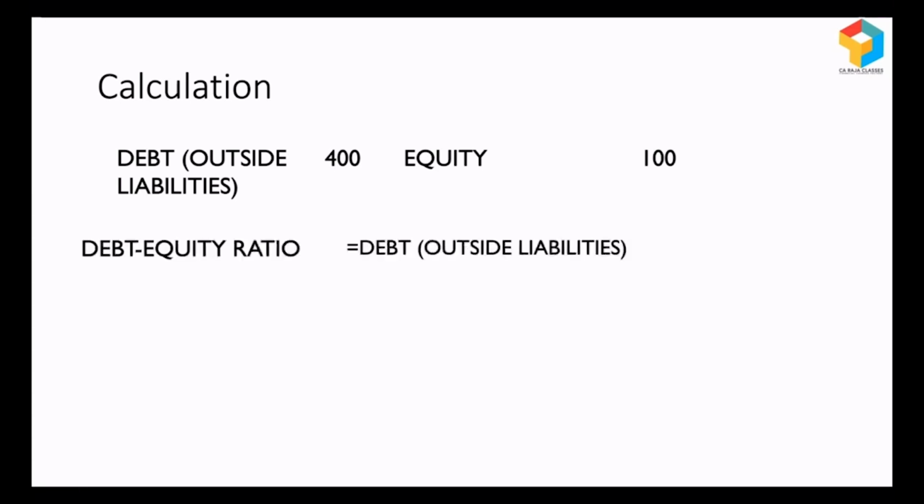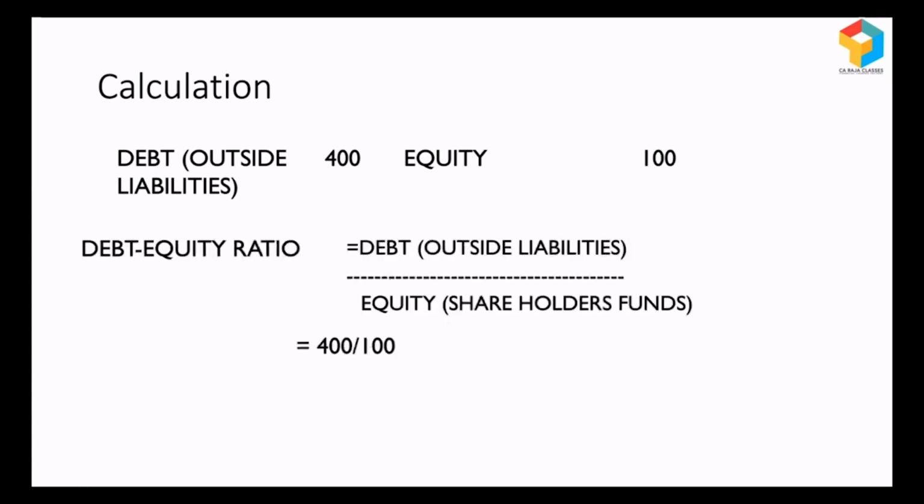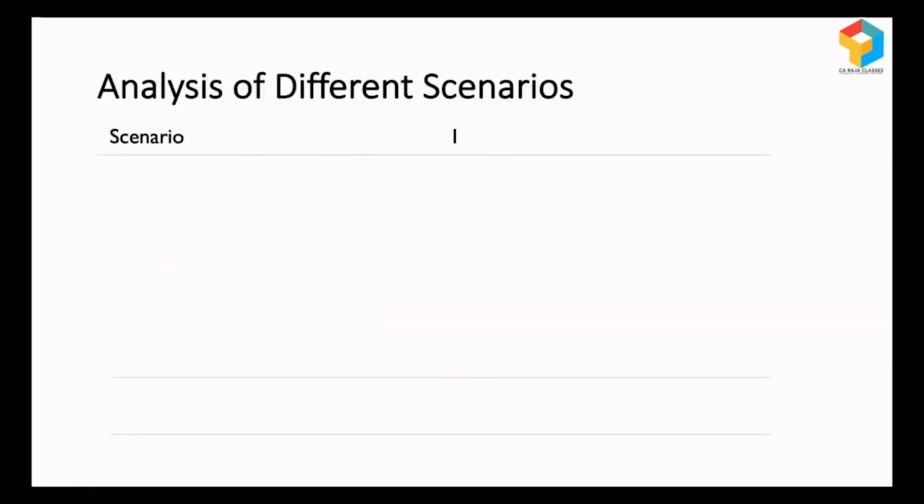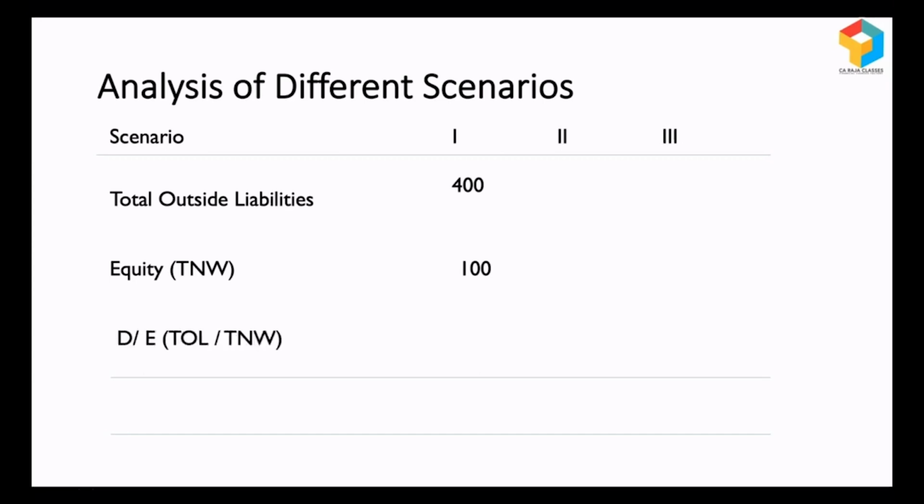Let's do that. Debt is 400 million, equity is 100 million, and debt equity ratio is debt by equity, 400 by 100, and we get the value as 4. But I'm going to express that as 4:1. I'll take you through 3 scenarios once again here so that we can understand it better. Scenario 1, we have already calculated outside liabilities is 400 and owner's contribution equity is 100, and debt equity is 400 by 100, and we get 4, and I'm expressing it as 4:1.